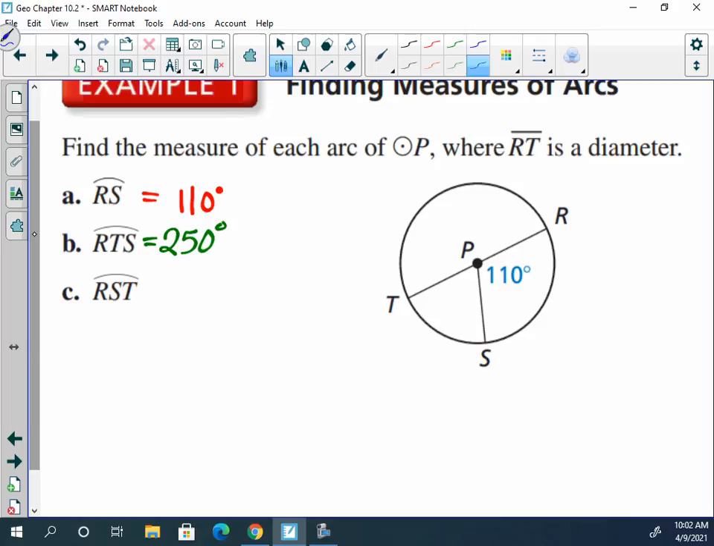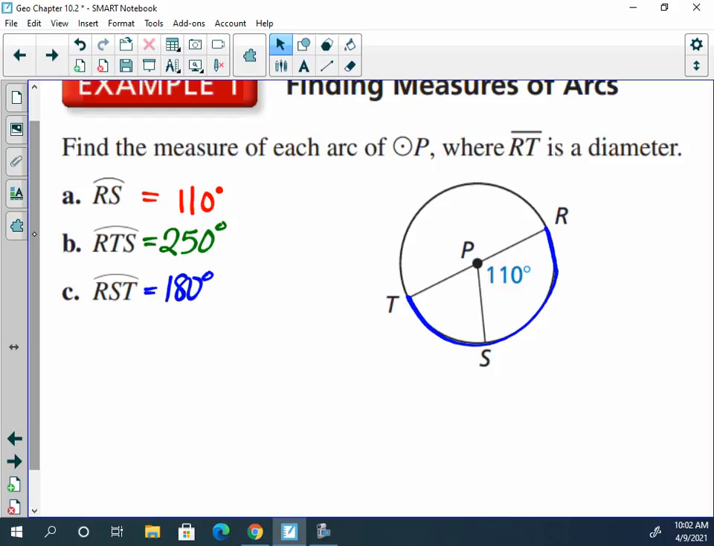Let's look at the last one. Arc RST, because R and T are connected to the diameter, this would be exactly 180 degrees. Any questions on this here?